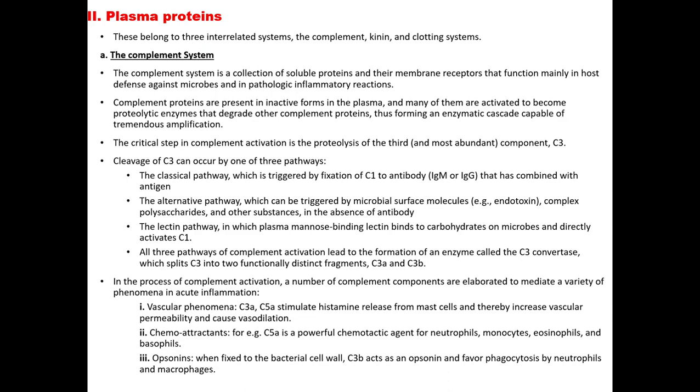أوبسونين، الأوبسونين اللي هو نقصد به إنه تجي complement attach on the surface of the microorganism and make it valid for phagocytosis. الأوبسونين اللي هو particle formed by the microorganism covered by the complement protein. فتخلي هذا الميكروأورجانيزم accessible for the macrophage to get phagocytosed. تشتغل as opsonin when fixed to the bacterial wall, اللي هي C3b, act as an opsonin and favor phagocytosis by neutrophil and macrophage.